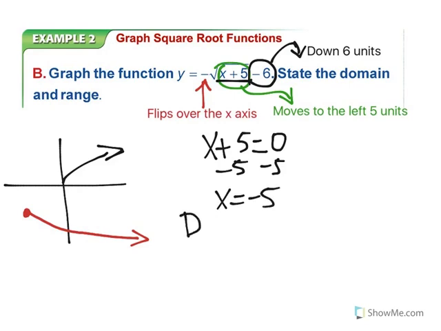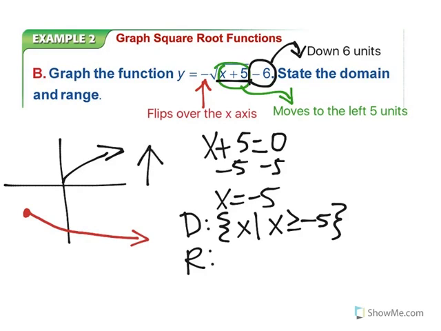Again, we're going to set whatever's underneath the square root equal to 0. So x plus 5 equals 0. Subtract 5 from both sides. x equals negative 5. So that means my domain is x such that x is greater than or equal to negative 5.